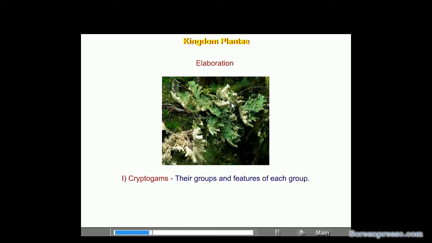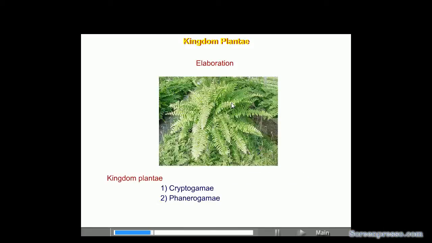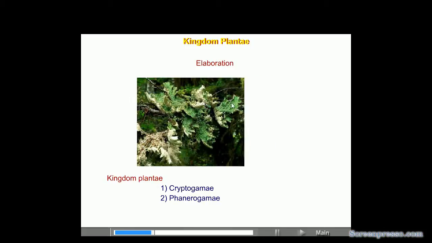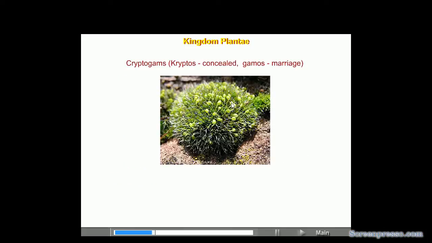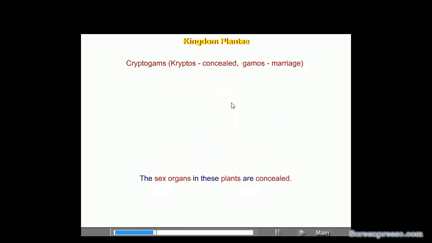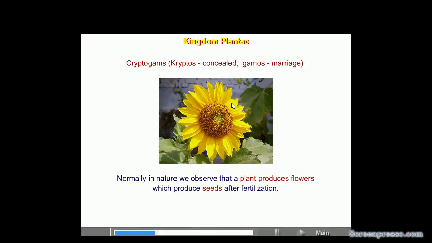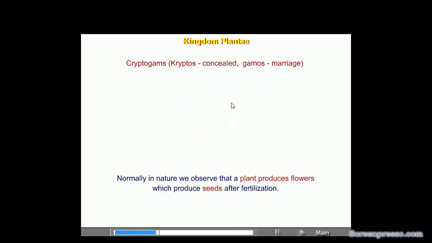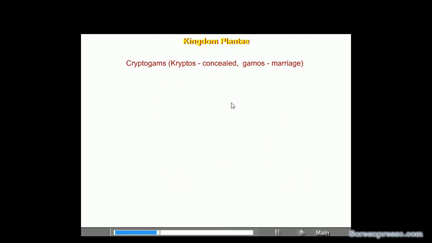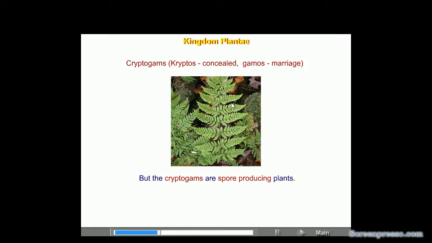Elaboration. Cryptogams. Their groups and features of each group. Kingdom Plantae, cryptogamy, phanerogamy. Cryptogamy. Cryptos, concealed, gamos, marriage. The sex organs in these plants are concealed. Normally in nature we observe that plants produce flowers, which produce seeds after fertilization. But the cryptogams are spore-producing plants. They do not produce seeds and flowers.